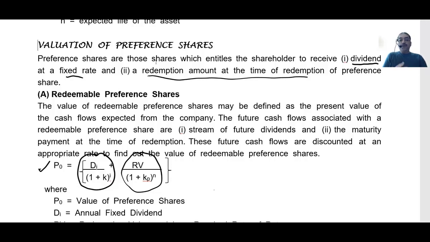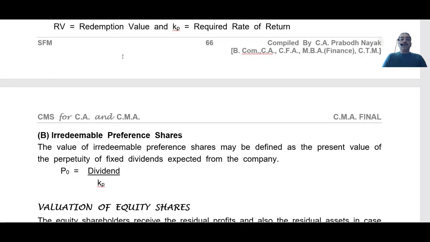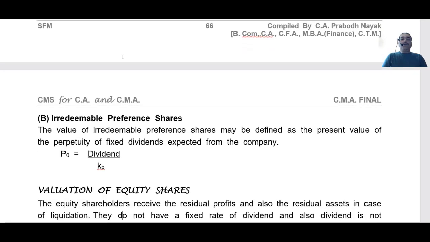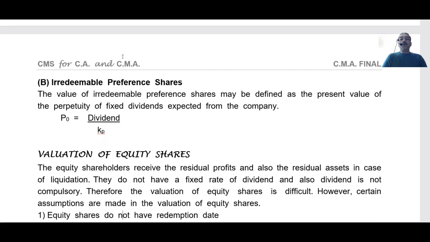Now of that present value, when we are calculating, we divide by 1 plus k. Okay, so that is redemption of preference shares. Now coming to irredeemable preference shares. If you go to see, we have the formula as dividend upon KP. KP is cost of preference shares.